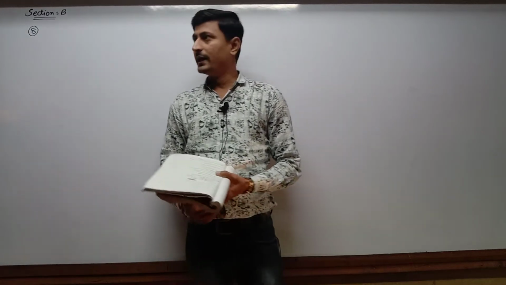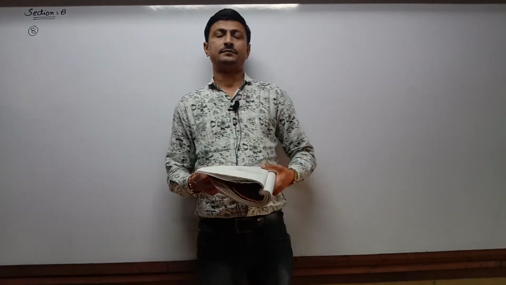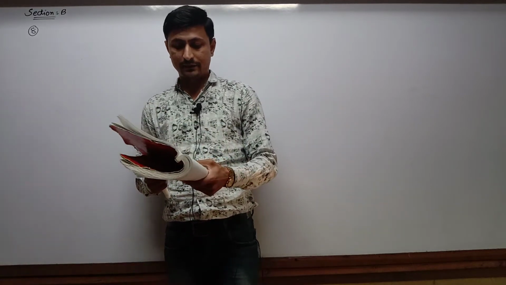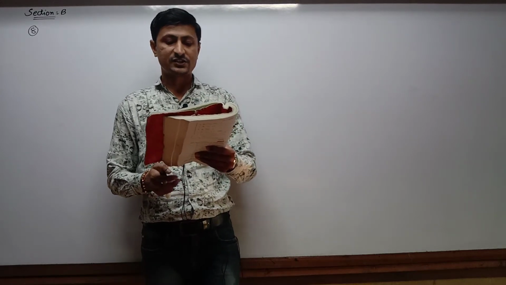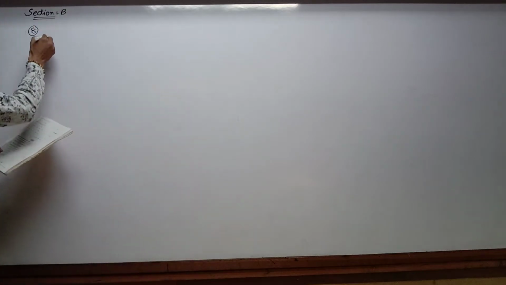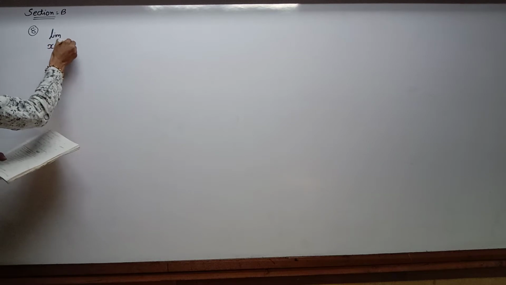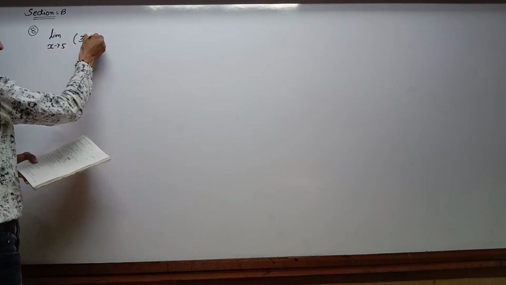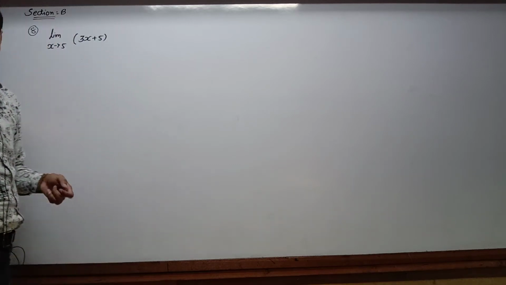Dear students, in the last lecture, Section B question number 7 was completed. Today we start question number 8. Find the value of limit x tends to 5 of (3x plus 5). Okay, find the value.